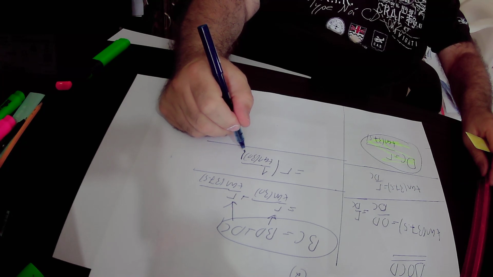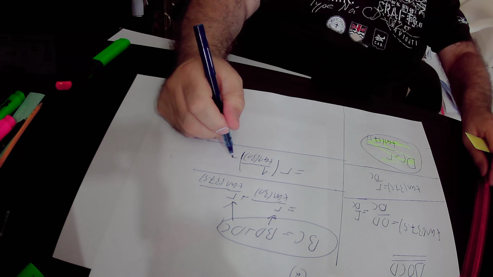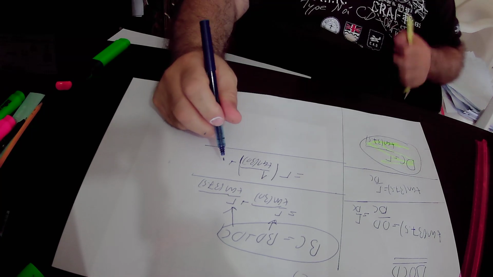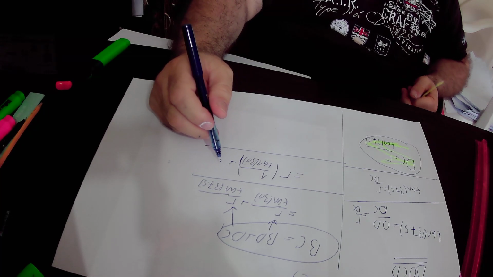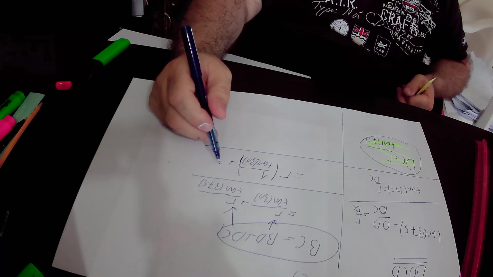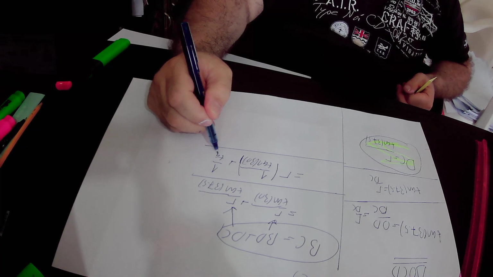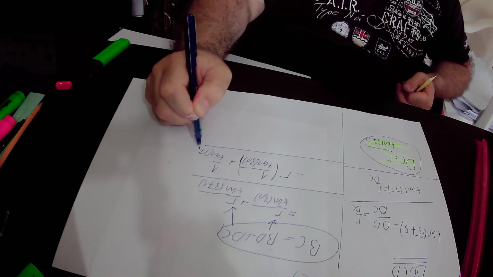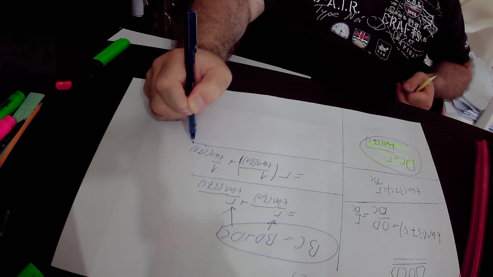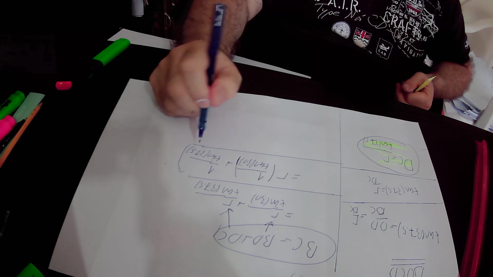And what is left from R over tangent 37.5 degrees after we took R as a common factor? What is left is actually 1 over tangent 37.5 degrees.